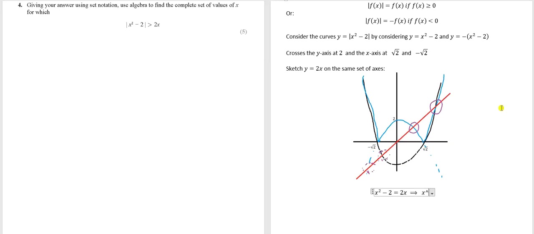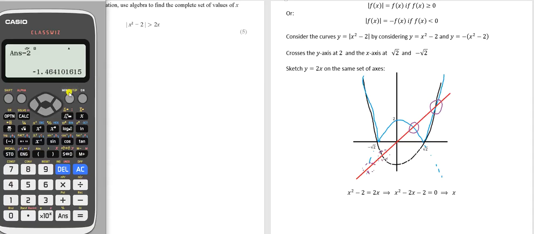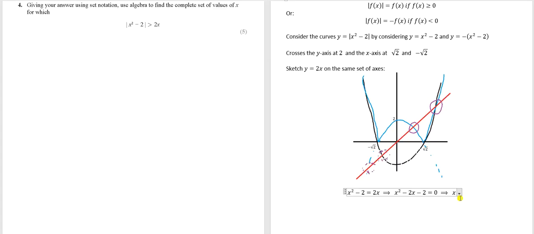This is the positive x squared. We can rearrange it into the standard format, and then we can jump to the calculator and use the calculator's solving mode for polynomials of degree 2. So we have a 1x squared, we have a minus 2x, we have a minus 2. Yeah, that gives 1 plus or minus root 3. So we've got two possible values.